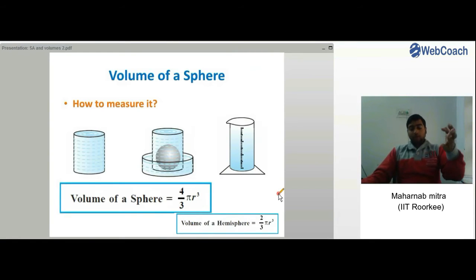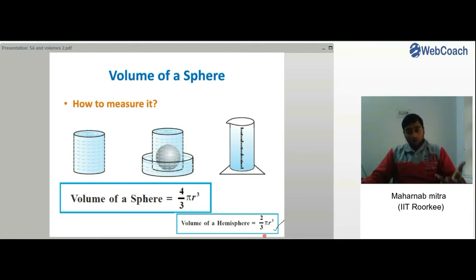And of course, if we are finding the volume of a hemisphere or half of a sphere, then its volume will be half of that of a sphere, right? Half of 4 by 3 pi r cube, which is 2 by 3 pi r cube. So we know the volume of a sphere, and from that we can easily find out the volume of a hemisphere.